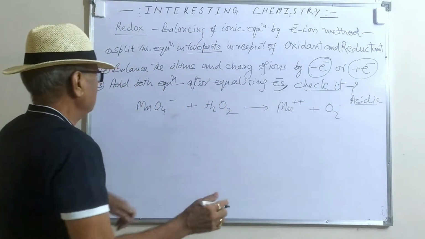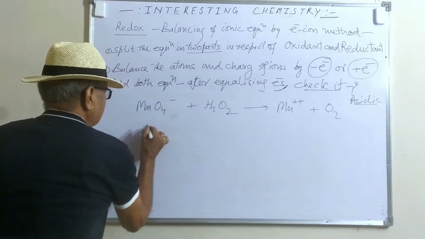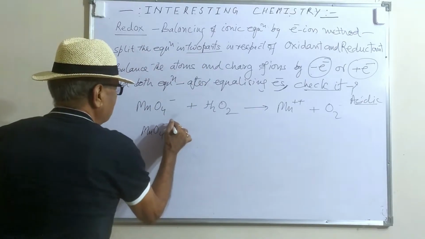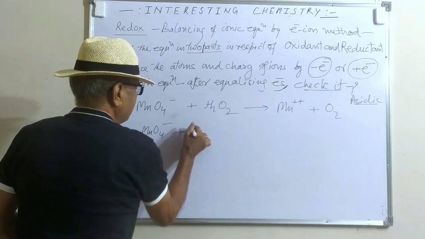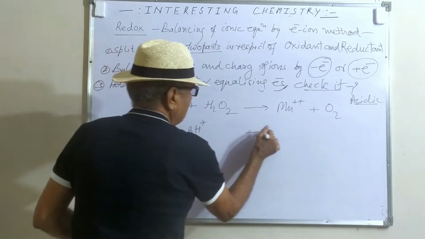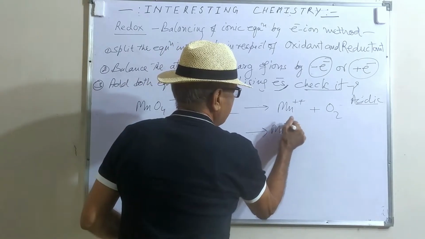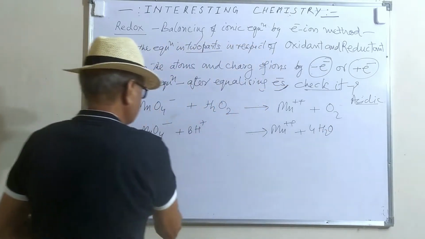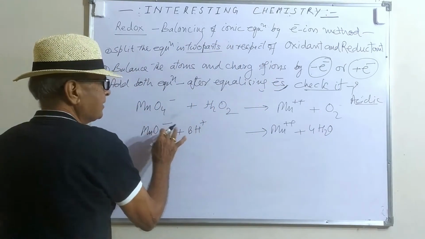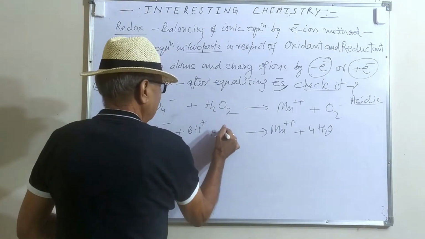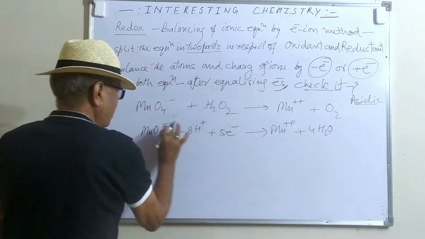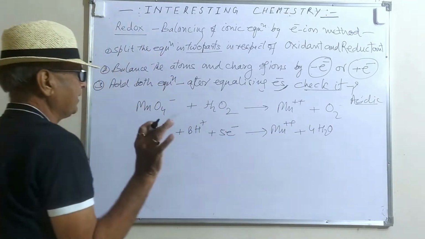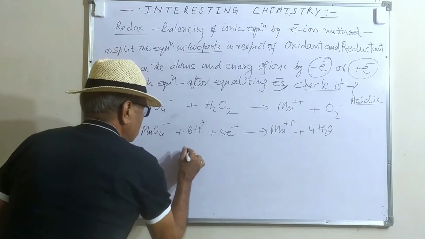So what will we do? Here again, I don't want to repeat all of this. MnO4 1 negative plus 8H positive gives Mn double positive plus 4H2O. Now 8 minus 7, 2 plus 5 electron. 5 and 6 plus 2, remaining plus 2 and plus 2. So it is equalized. Now S2O2.